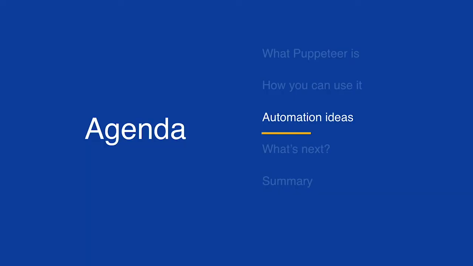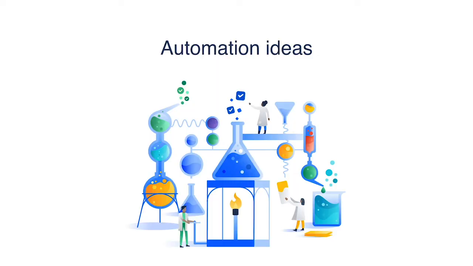So right now, we know how Puppeteer works and how to run it. What I'm going to talk about next is a few automation ideas that you can use. There are many different ideas for how you can automate the browser and your web-based application with Puppeteer. And since I'm a front-end developer, we will focus on how you can use Puppeteer to automate your dev workflow.